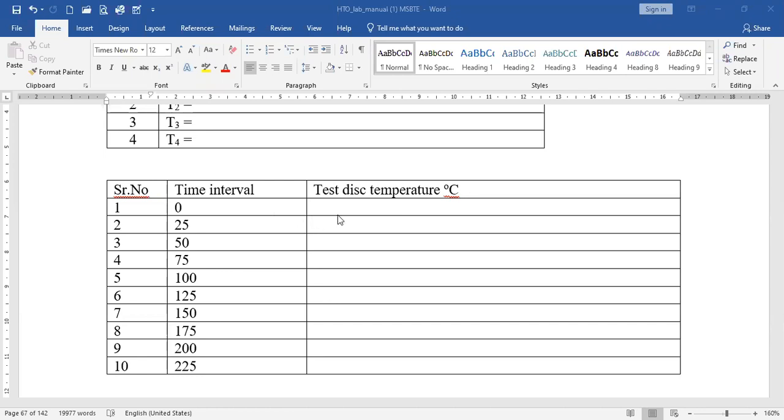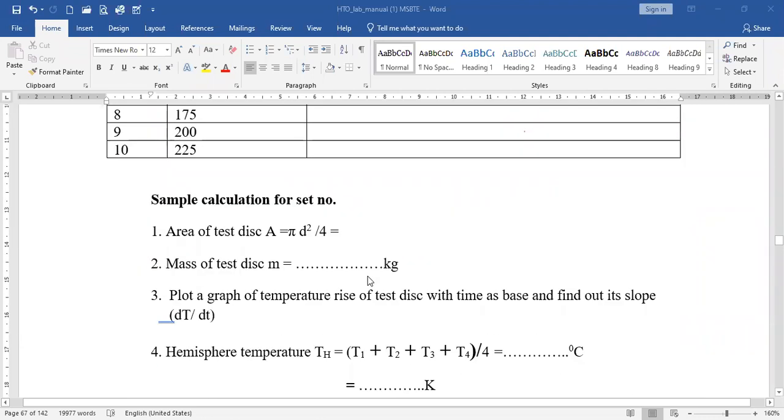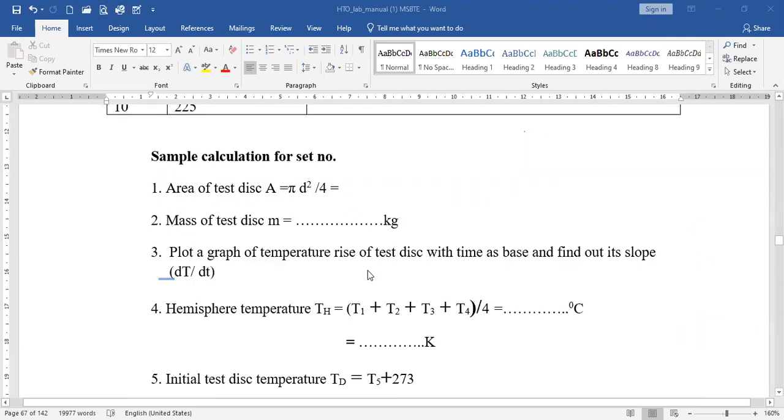We can measure this temperature after every 25 seconds or every 5 seconds also. Our buzzer system is of 5 seconds. We can change this table and write a different reading every 5 seconds. So this is the T1 to T4 temperature. This is T5 or the disk temperature. 10 readings of this disk temperature.